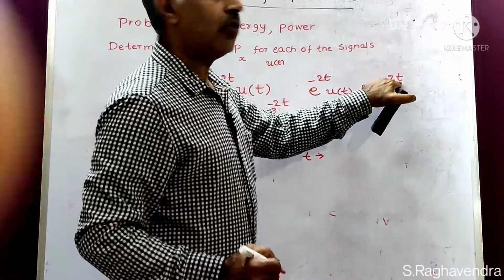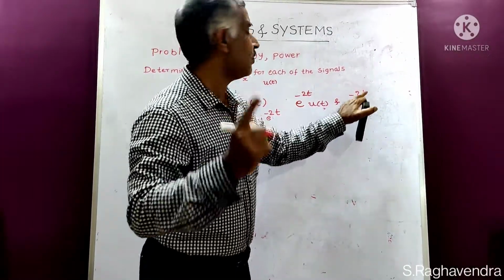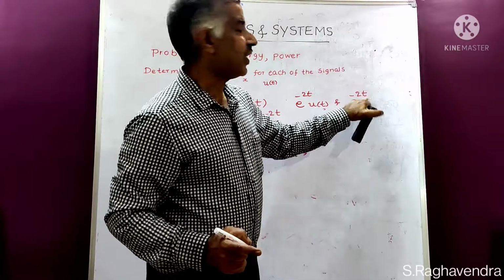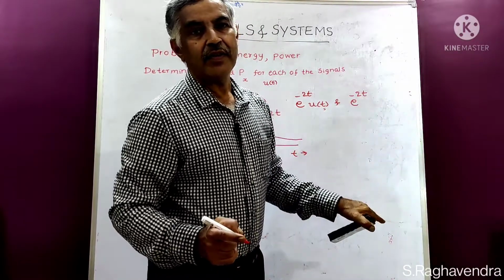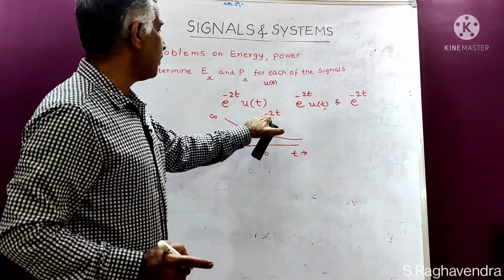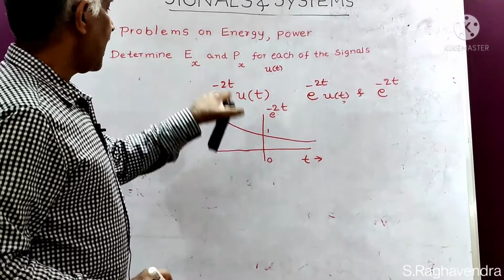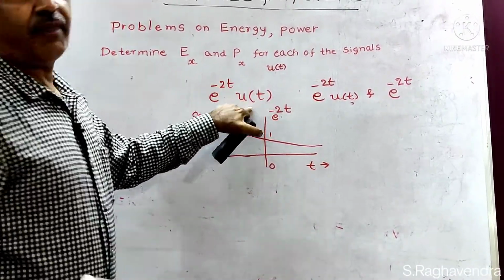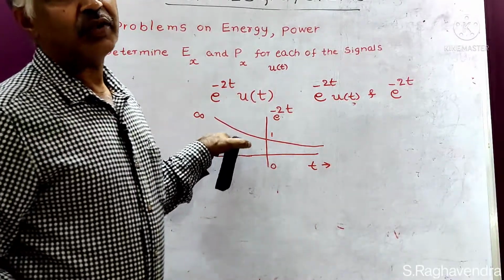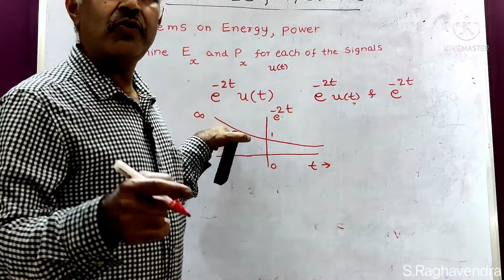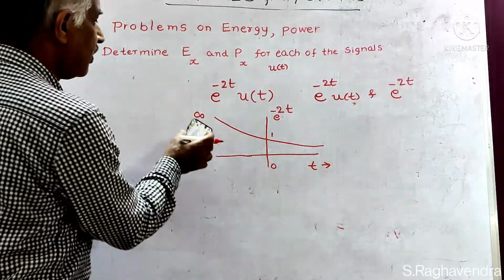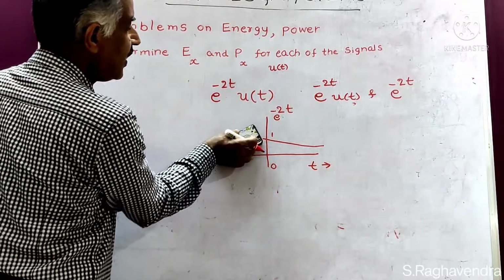At t equal to 0, its value is 1, since e power 0 is 1. For t equal to infinity, e power minus infinity is 0. That is why it is going towards 0. So this is e power minus 2t. Whereas for e power minus 2t u(t), this function is multiplied with u(t). The u(t) value is 0 for t less than 0. Therefore, this portion of the graph is erased.